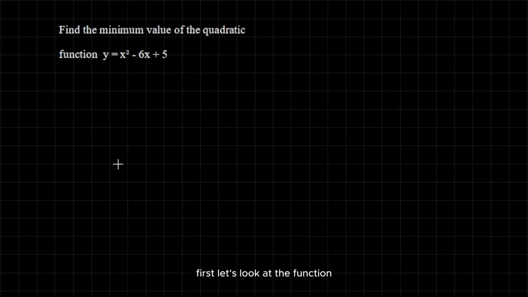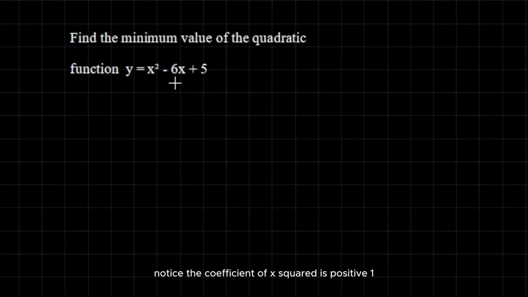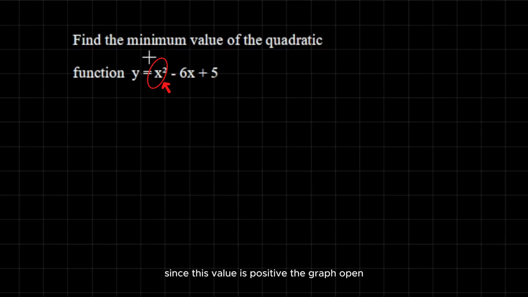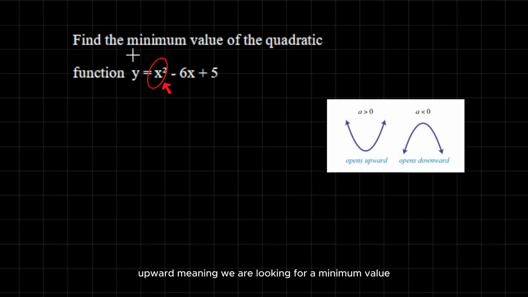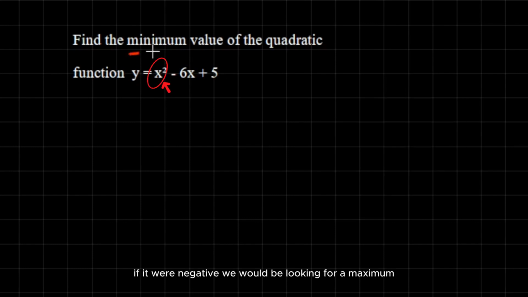First, let's look at the function. Notice the coefficient of x squared is positive 1. Since this value is positive, the graph opens upward, meaning we are looking for a minimum value. If it were negative, we would be looking for a maximum.